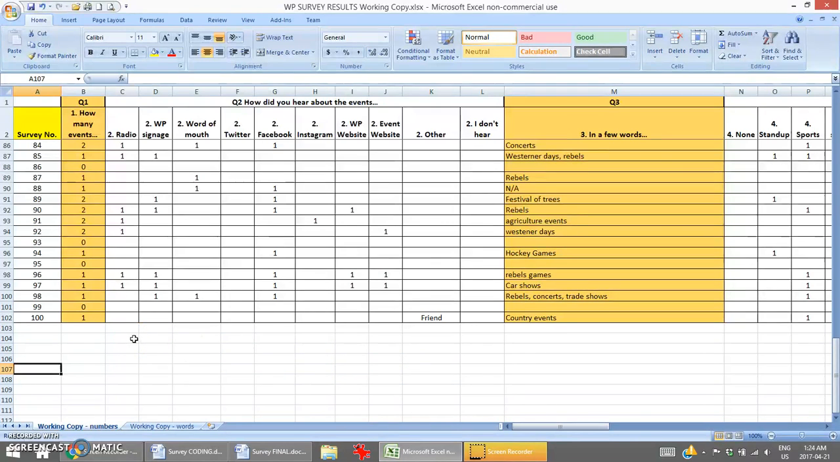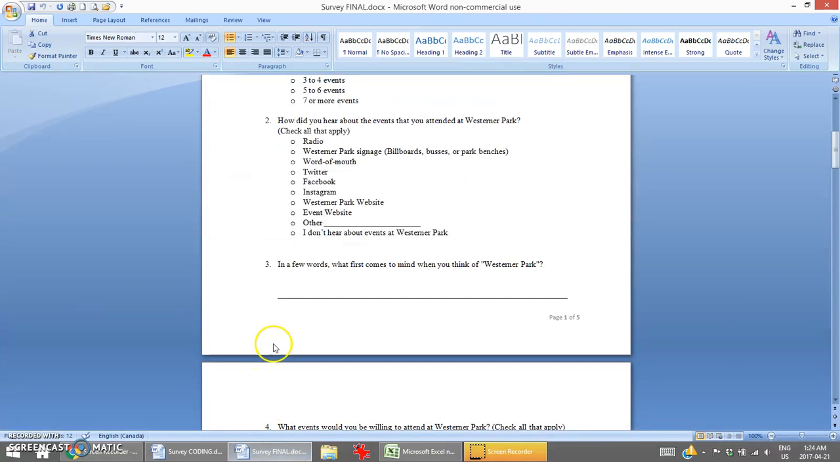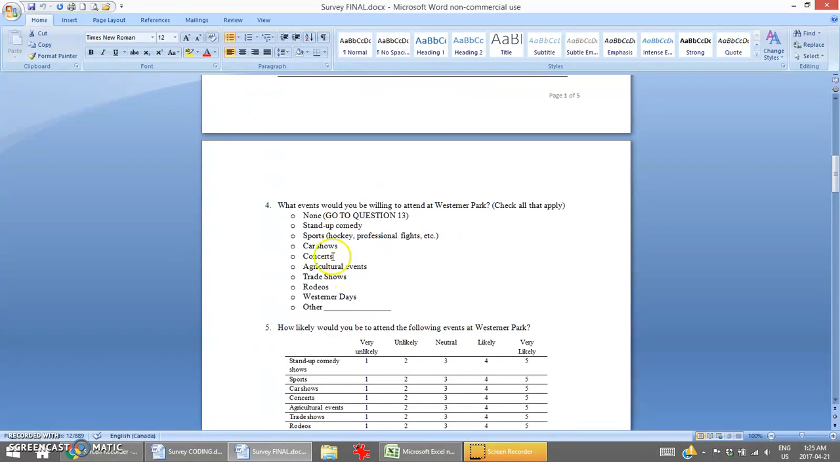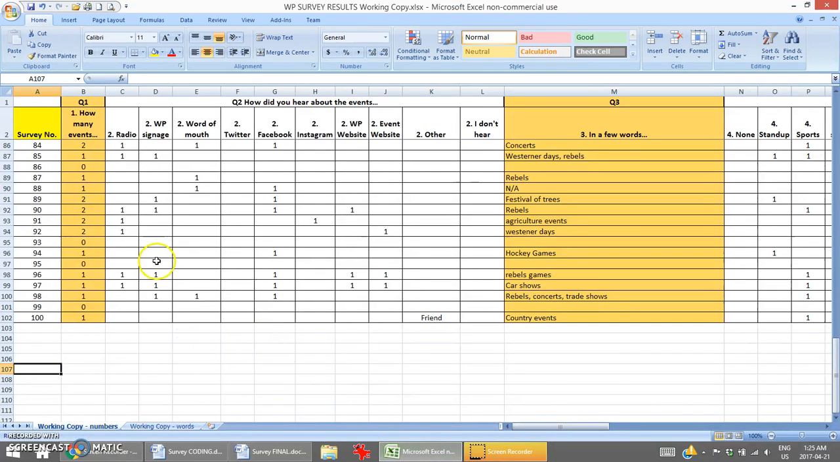So I'm going to show you how to analyze a couple of these survey questions. Let's go look at our survey first of all. Question 2, for example. How did you hear about the events that you attended at Westerner Park? Check all that apply. The same thing goes for question 4. Check all that apply. So when you're checking all that apply, one person in the survey, for example this survey number 90, ticked off 4. Four ways that he or she hears about Westerner Park.